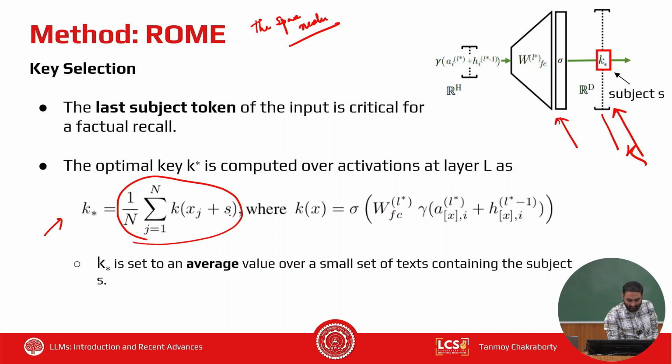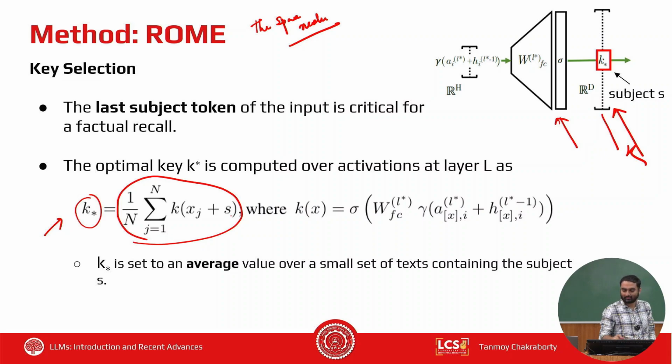What is Kj plus S? Remember, I already found that the last token of the subject is important. So Kj plus S is the last token of the prompt Xj plus S. I am not interested in the other tokens. I am only interested in the last token of the subject. This is just an approximation. I do this n number of times, and then I will get this key.